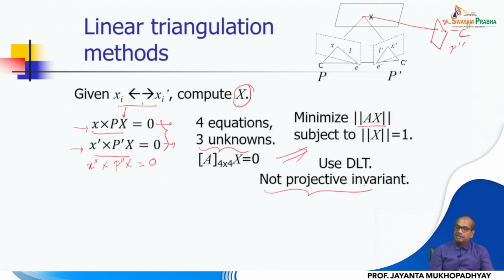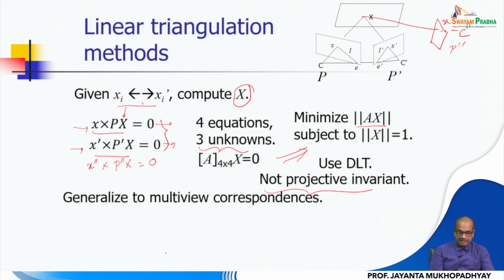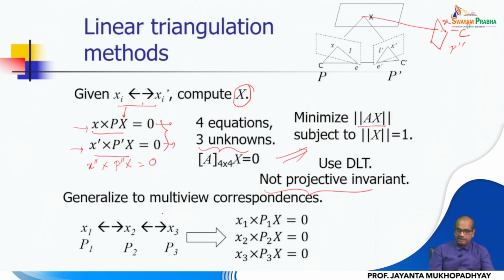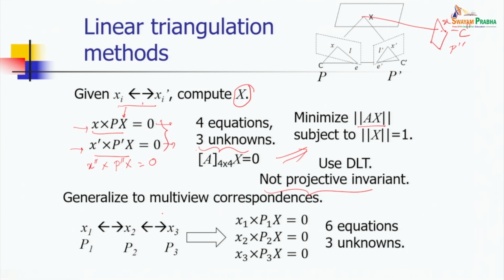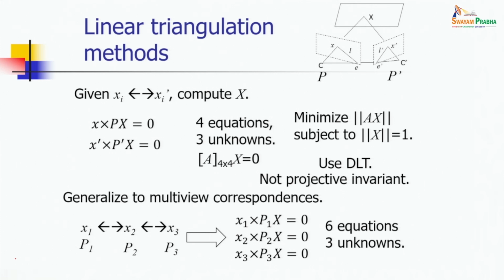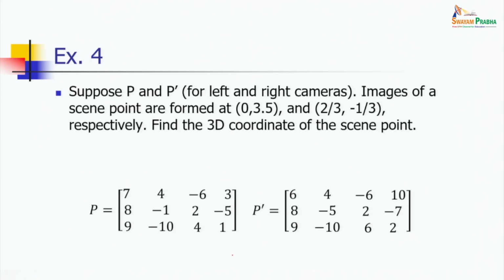But this is also not projective invariant because of least square error methods. And as I mentioned, it generalizes to multi-view correspondences. You get a set of equations, and similarly you can extend them for more camera views, say n views, and you get 2n equations in this case. So this exercise will give you an idea of how these computations could be carried out.